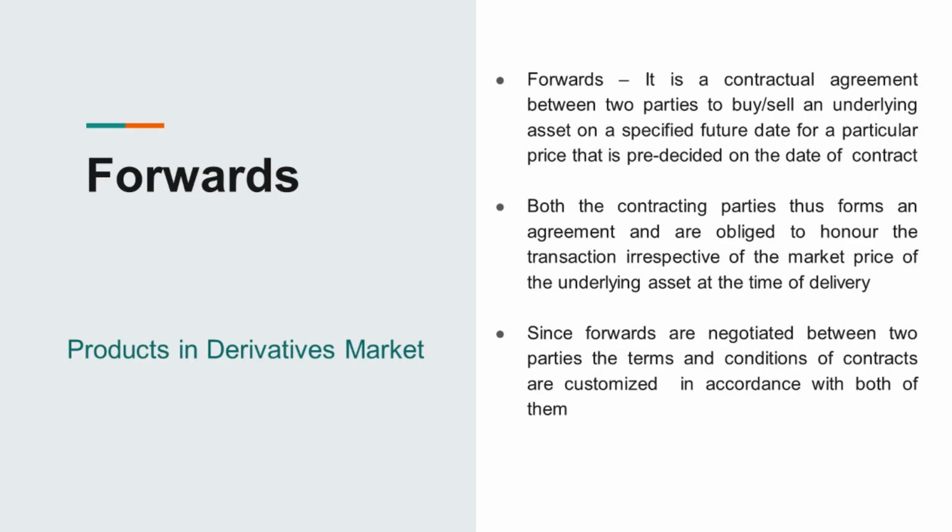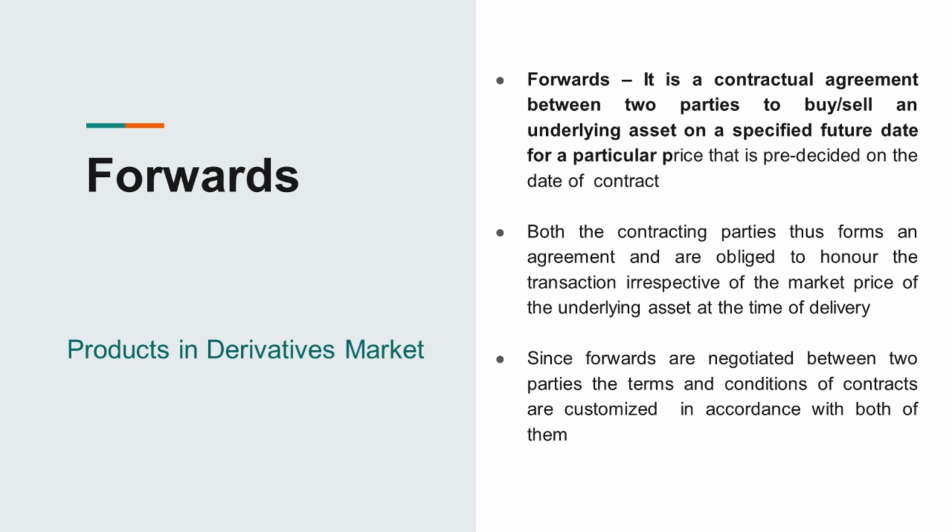Let's have a look at the products in the derivatives market. The first one is forwards. A forward is a contractual agreement between two parties to buy and sell an underlying asset on a specified future date for a particular price that is pre-decided on the date of the contract.